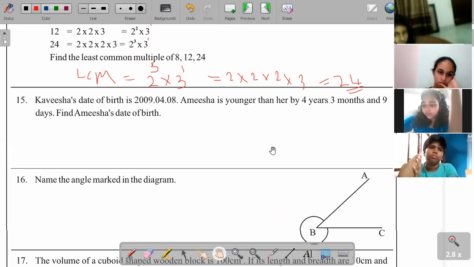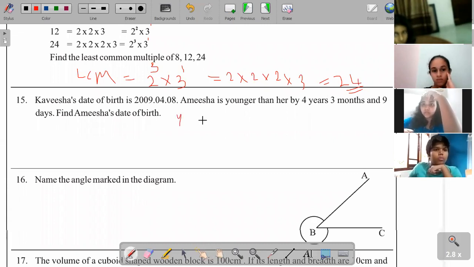Right? What do we have to do here? Which mathematical operation should we use? Younger means less than, no? Right? So you have to subtract. How do you subtract? Before the subtraction, I can write years, months, days.